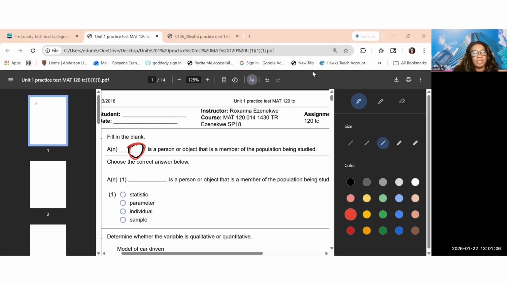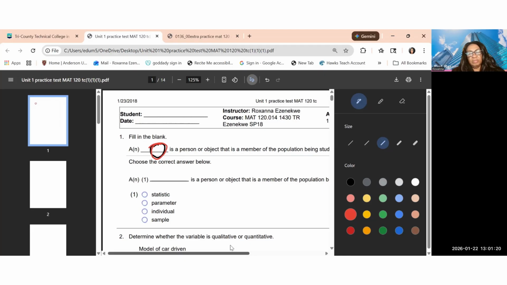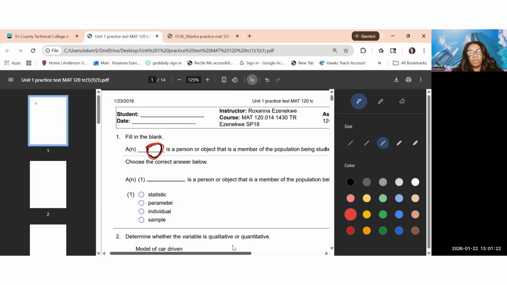So we are starting to answer questions on the practice test for Unit 1. The Unit 1 test will be on the 9th of February, so it's still a couple of weeks plus, so we still have time, but it doesn't hurt to start. I hope everyone is doing well. But let's see if we understood chapters 1 and 2.